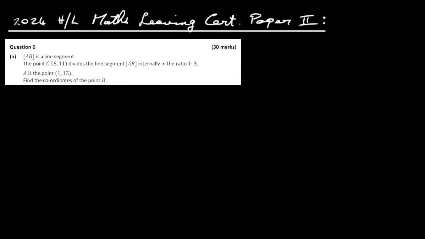Let's have a look at the 2024 Higher Level Maths Leaving Cert Paper 2, question 6. So we have a line segment AB. The point C (6, 11) divides the line segment AB internally in the ratio 1 to 3. A is the point (1, 13). Find the coordinates of the point B.